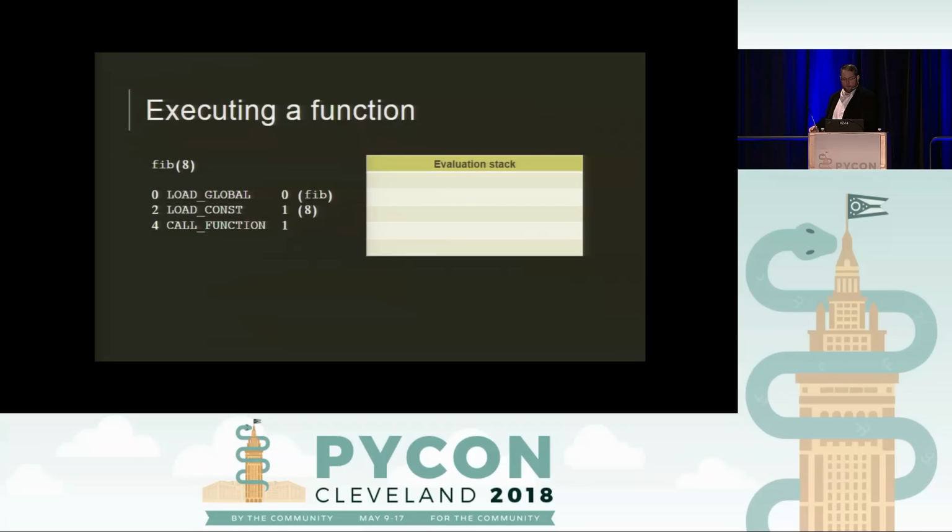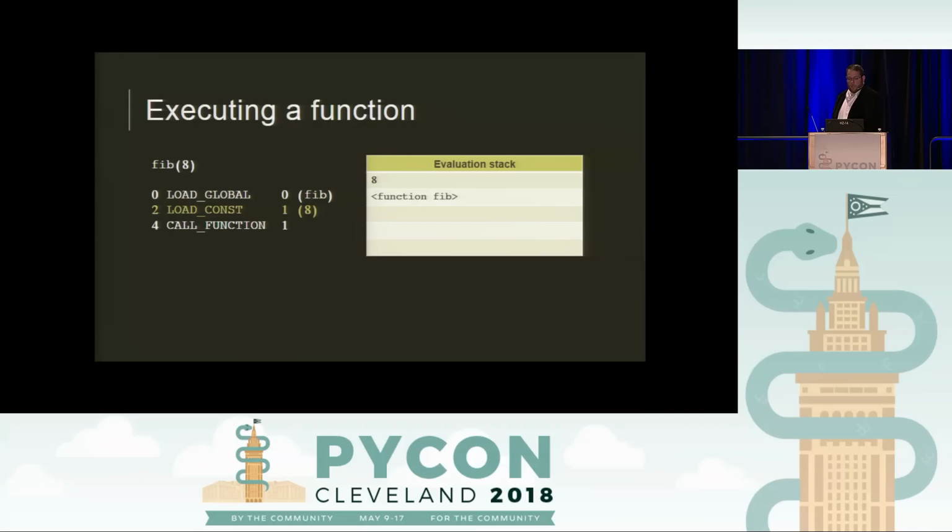So we get to our first instruction, load global. We're going to load the global name fib, which is our Fibonacci function. This is going to look in that co_names tuple, that tuple of non-local names. It's going to look up that function and push the function object on top of our evaluation stack.